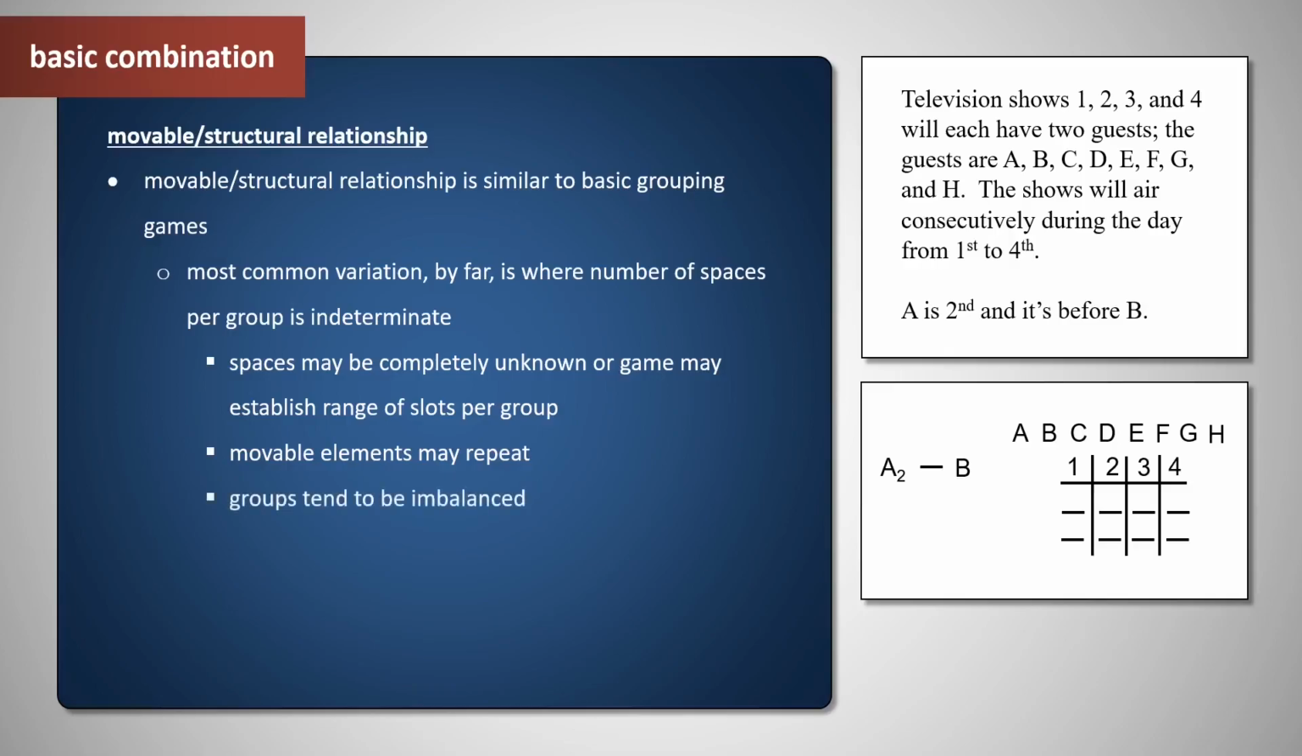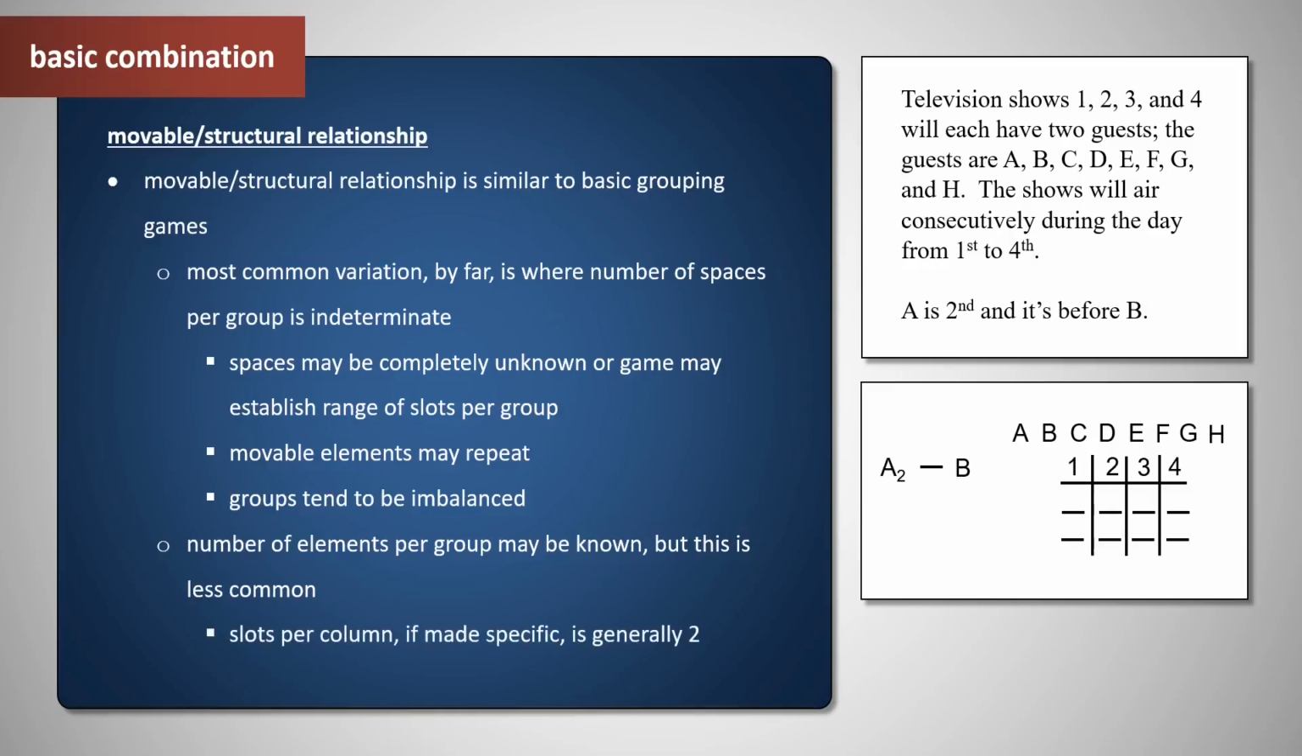And the groups do tend to be imbalanced. You'll have more in one group as opposed to another. The number of elements per group may be known, but this is less common. So what I have here, even though it's easier to just illustrate and present the basic logic behind it, is actually a little bit less common. Situations where you know exactly how many per column are not going to be as commonly found. Now, if it is made specific, it's generally going to be 2. So generally speaking, you won't know, but if you do know how many, it's generally going to be 2.